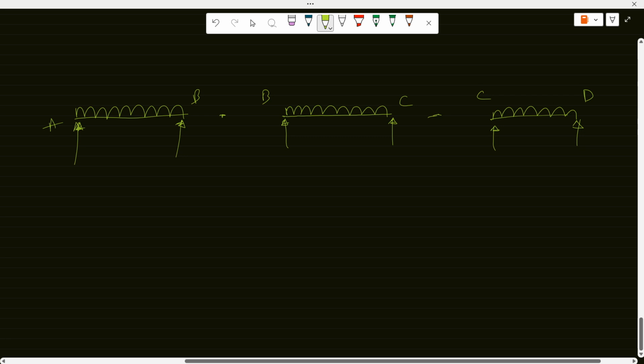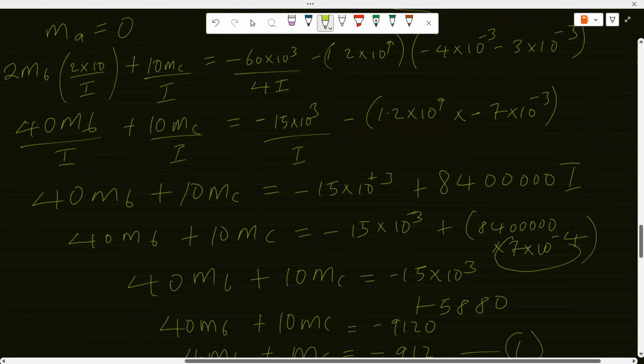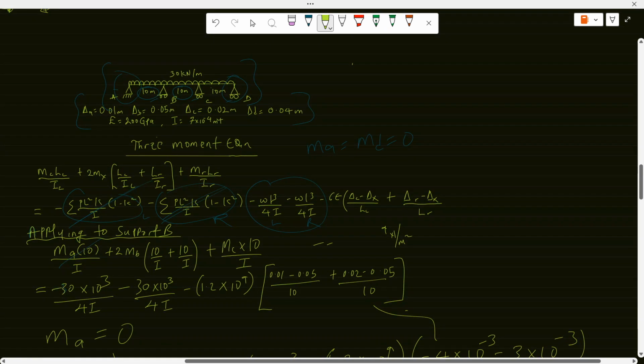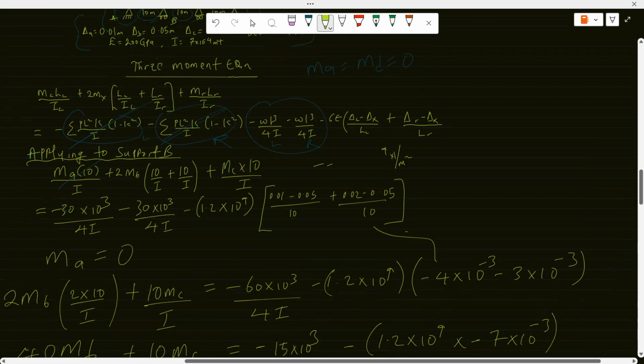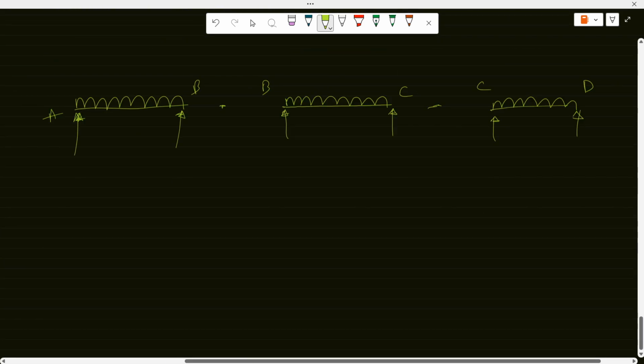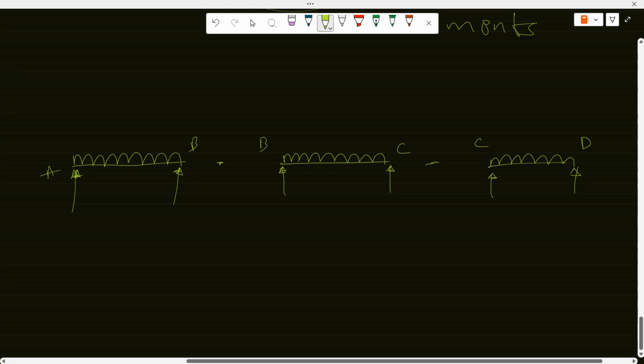Let's go back to the topmost part. Notice that this is how the structure is. But now, here is the split structure. Let's continue this in the next video, guys.